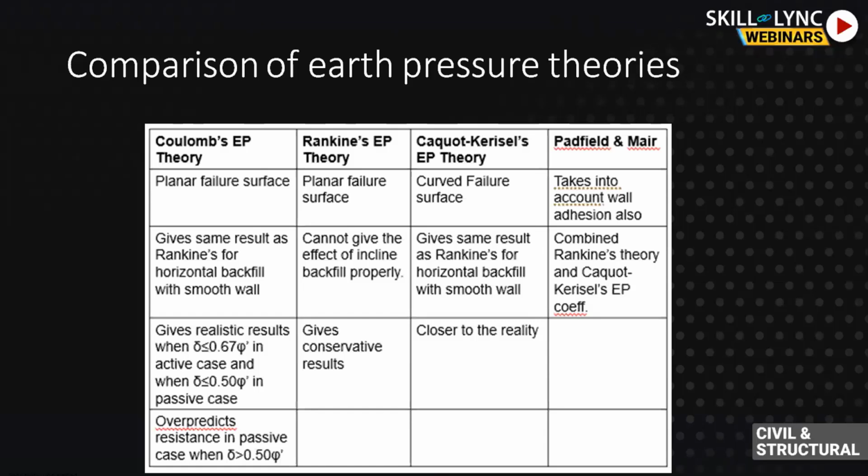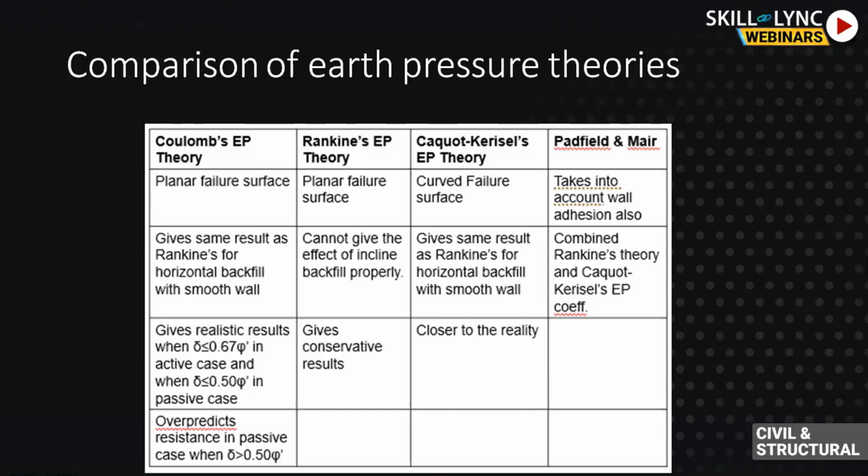Compared to this, we will also be using Caquot-Kerisel theories, which are more commonly used, even in many software packages. There is a comparison of how these theories are placed. For Coulomb's theory, we use a planar failure surface. For Rankine also we use a planar failure surface. But in Caquot-Kerisel we use a curved failure surface.